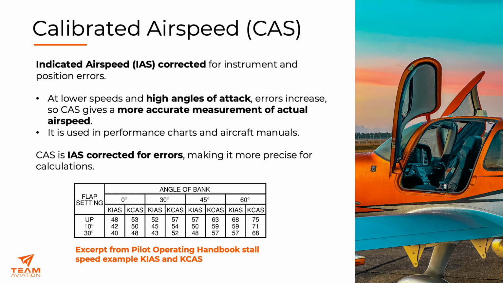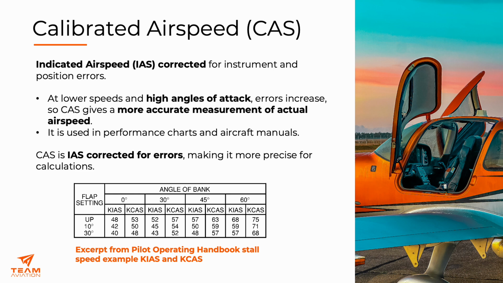Calibrated airspeed is commonly used in aircraft performance charts and manuals. It helps pilots determine critical speeds, such as stall speed and takeoff performance, more accurately. Simply put, calibrated airspeed is indicated airspeed with corrections applied, making it more precise for calculations and flight planning.